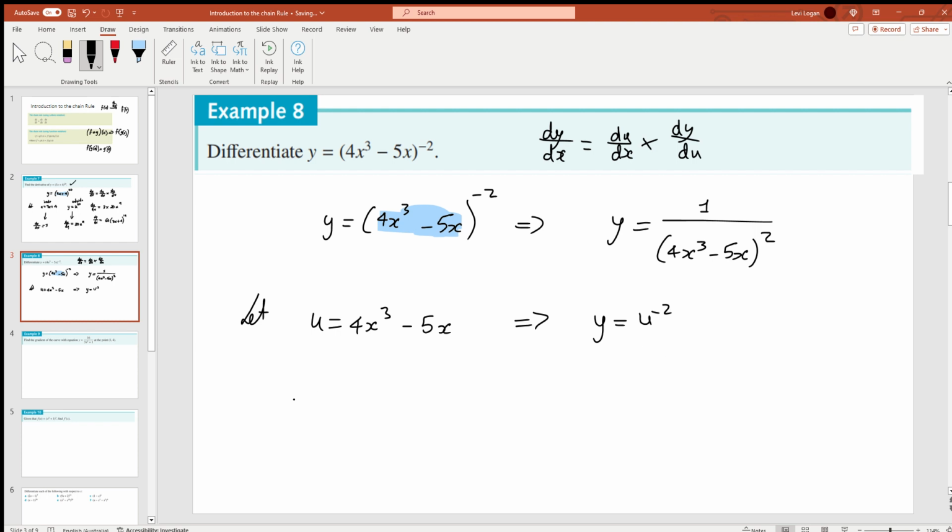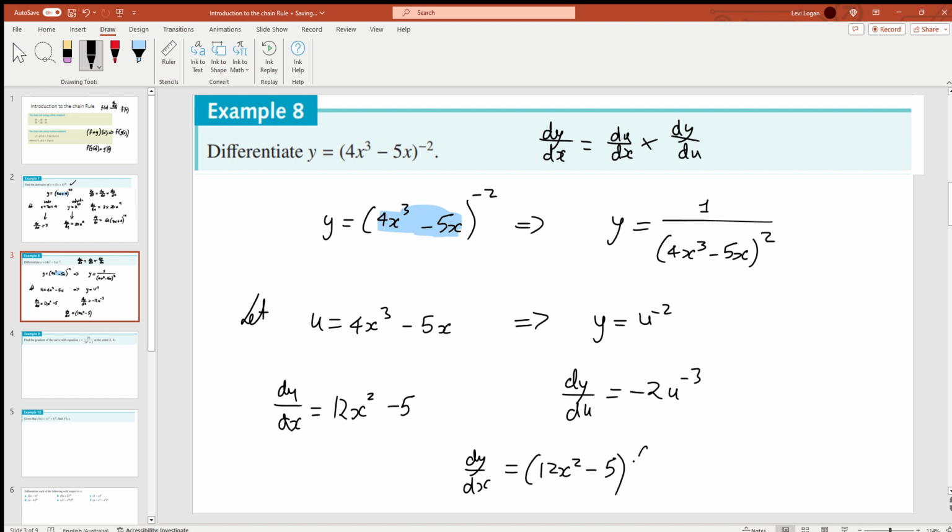Okay. So here we're going to have du dx is going to be 4 times 3 is 12x squared minus 5. And here we're going to have dy du equals minus 2 u to the minus 3. Okay, so I've moved that power down the front and subtracted the power by 1. Okay, so that means dy dx is going to be 12x squared minus 5 times by minus 2 u, which is 4x cubed minus 5x to the power of minus 3.